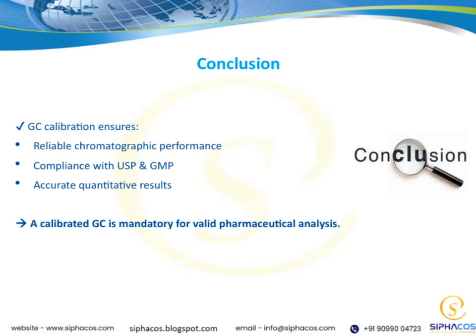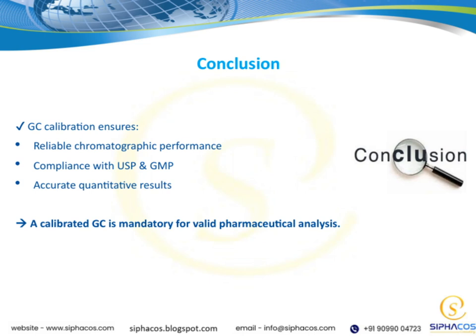And finally, on this last slide, we come to the conclusion. Here, I want to emphasize that GC calibration is truly the cornerstone of reliable chromatographic performance. When your GC is properly calibrated, you can trust that the results you get are consistent and accurate. This is essential not only for day-to-day analysis, but also for meeting regulatory standards like those set by the USP and GMP. Compliance with these guidelines ensures that your pharmaceutical analyses are valid and credible.